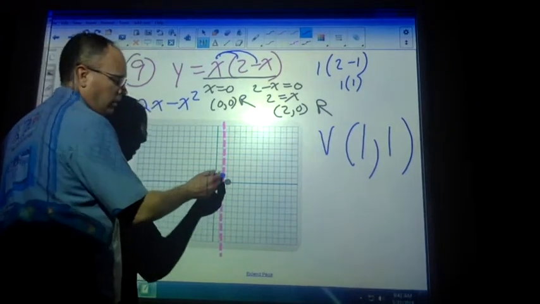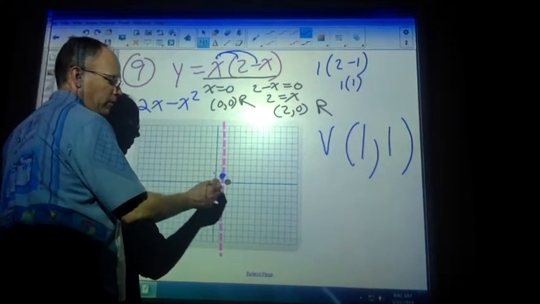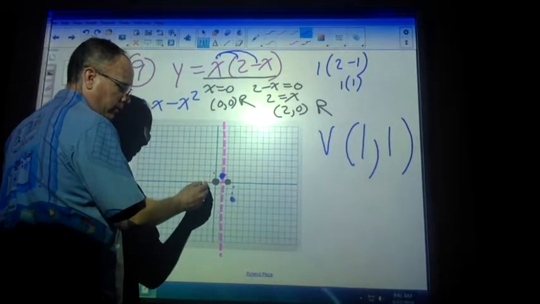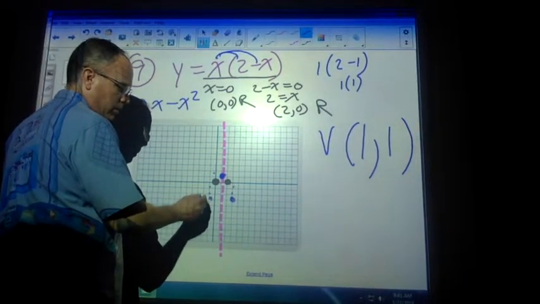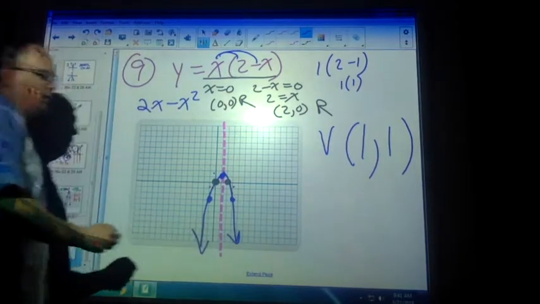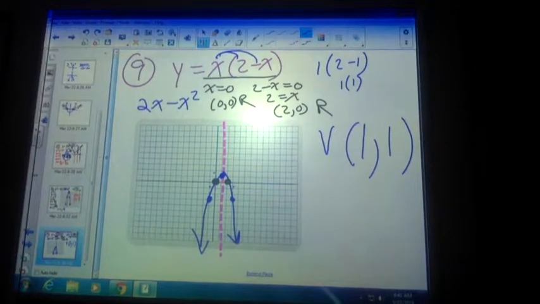So it should open down. Our pattern graph should continue. So this, look, that worked. Right one down one, left one down one. Right one down 3. Left one down 3. I could keep going if I wanted to, but I definitely can see those points. That's number 9.